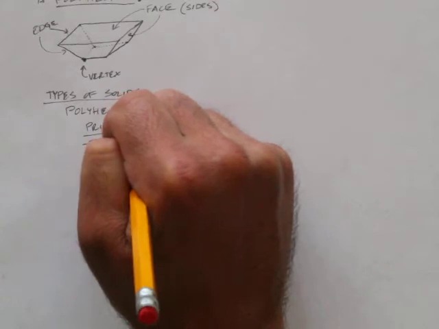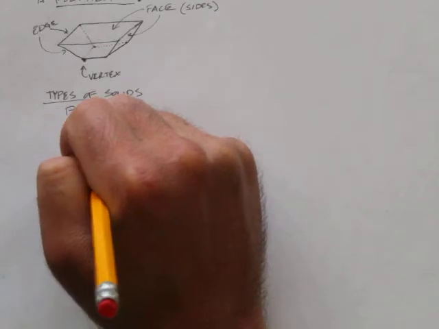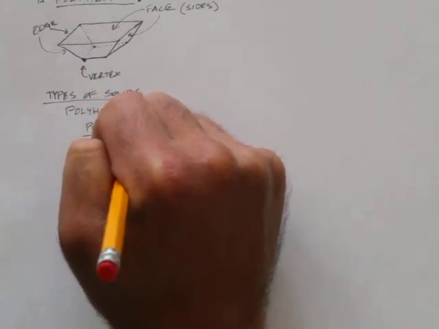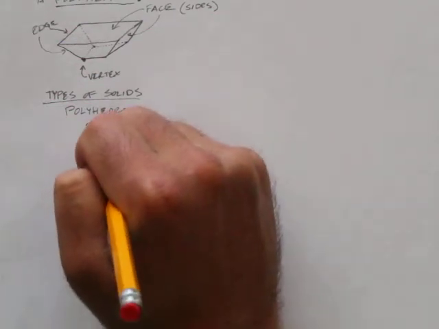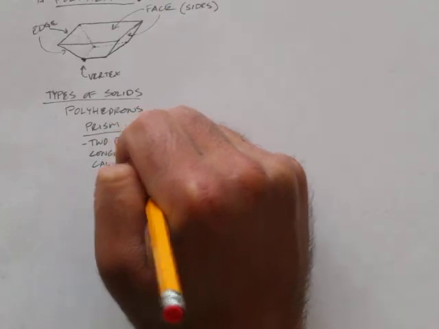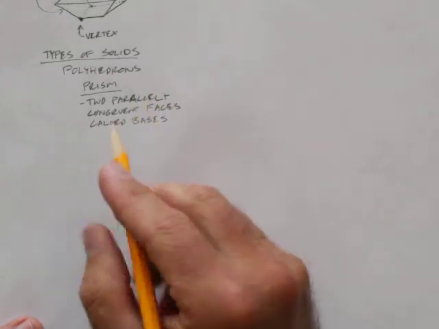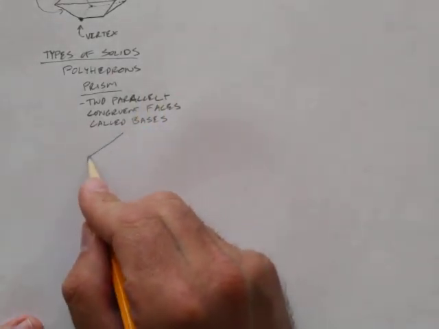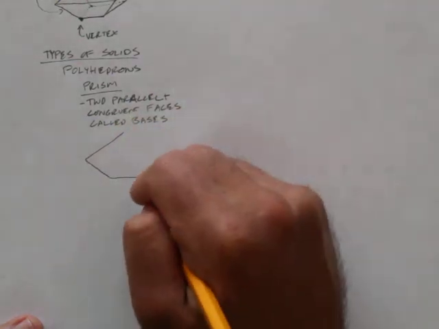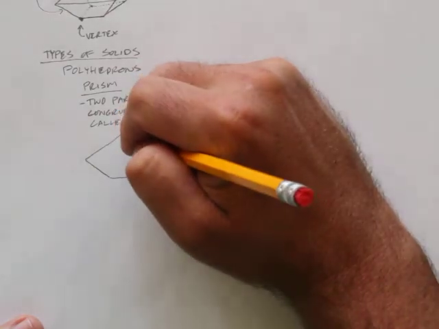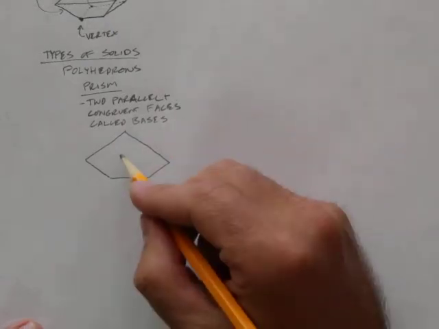Two parallel and congruent faces called bases. So let's draw one. We're going to start with almost a home plate kind of looking thing, or an upside down Superman logo. Okay, now this is going to be a base.